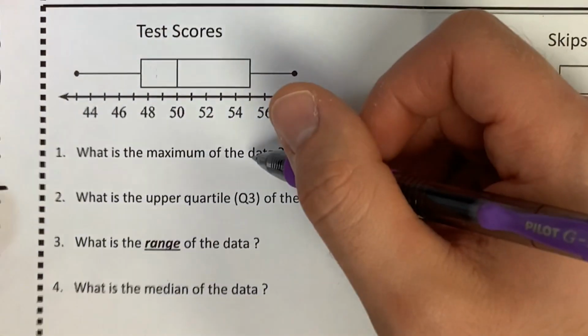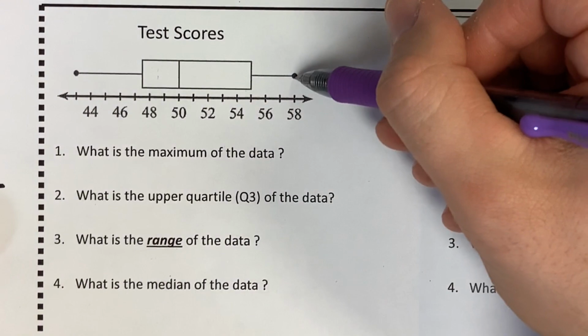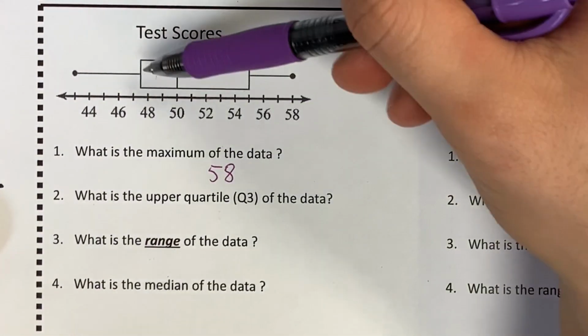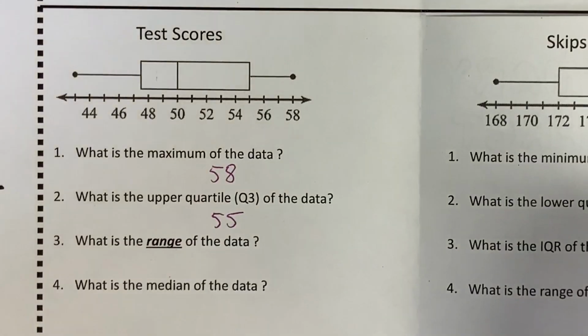So what is the maximum of our data? Well, maximum is always going to be this point right here, to the right. So it's going to be 58. What is the upper quartile, Q3, of the data? Well, remember, it goes Q1, median, Q3, so that's this one right here. That'd be 55.